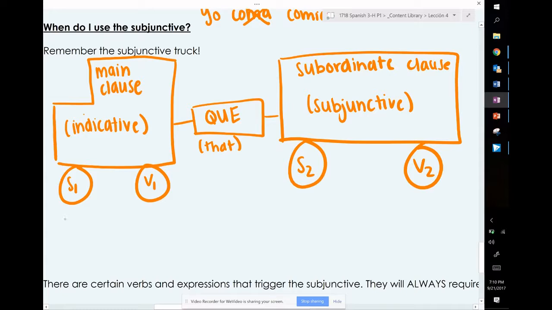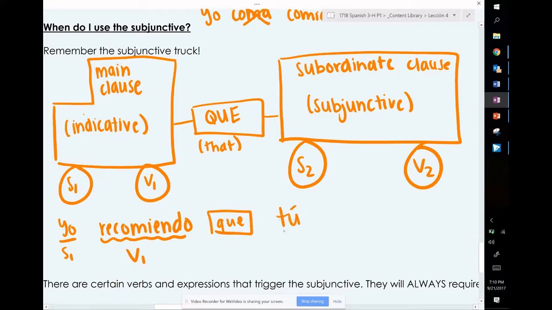For example, if I have "yo recomiendo que tú estudies." Yo is subject 1, recomiendo is verb 1, this is the regular present tense here, que, tú is subject 2, estudies is verb 2. Okay, so again, I've got the main clause in the present indicative. Que, I have a new subject and a new verb conjugated to the present subjunctive. Anytime you write a sentence using the subjunctive, you need to follow this structure.